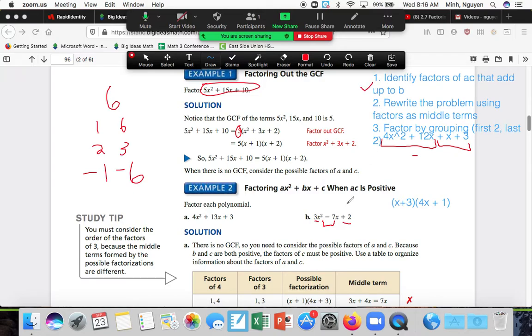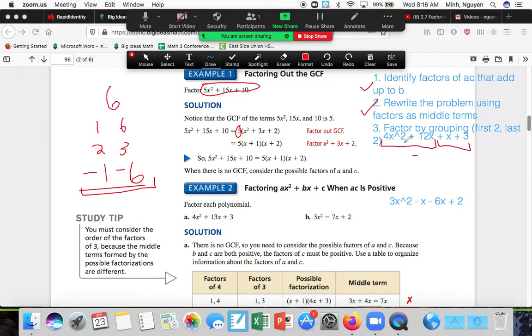Rewrite the problem using factors as middle terms. So I'm going to use these factors and put them in the middle to replace -7x. So what does that look like? 3x squared, and instead of -7x, I'm going to say minus x minus 6x plus 2. So I just took these two and I wrote them in the middle. And it's fair because they add up to -7. Check mark. Last part, factor by grouping.